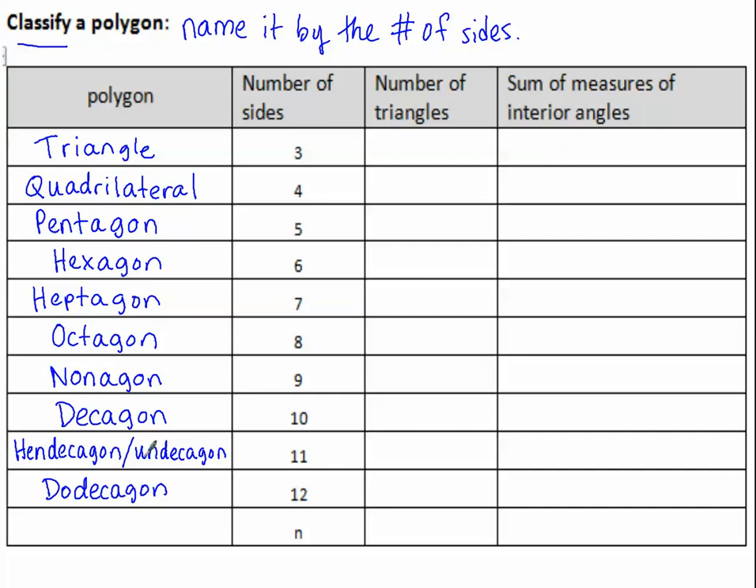Anything bigger than 12, we really just name it by the number dash gon. So I'm going to say n for any number and then dash gon. That's how we name it for anything above 12. Now let's talk about the number of triangles, because that's going to help us know how to find the sum of the measures of the interior angles.